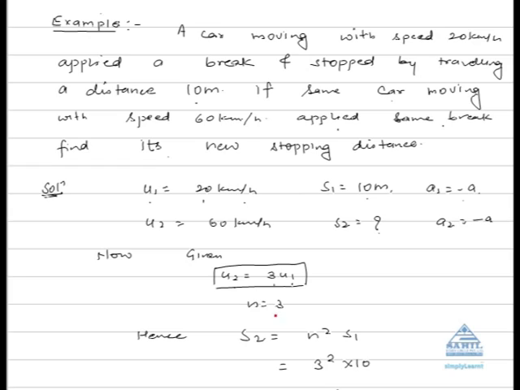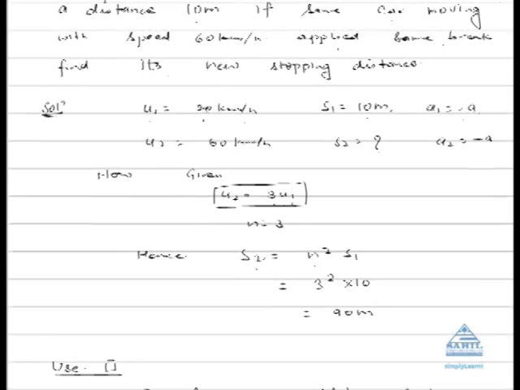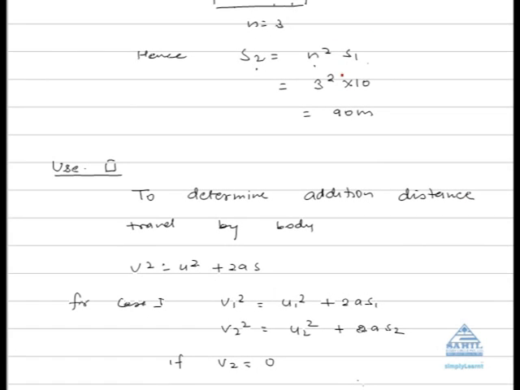Now if the speed is increased n times, then the stopping distance s2 = n² times s1, that is 3² × 10 = 90 meters. That's your final answer. In such types of questions, we frequently use the above relation: if speed increases n times, then the stopping distance increases n² times.